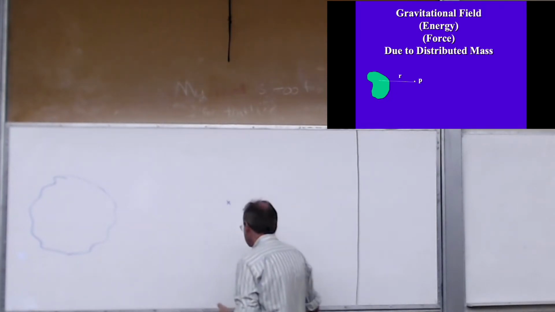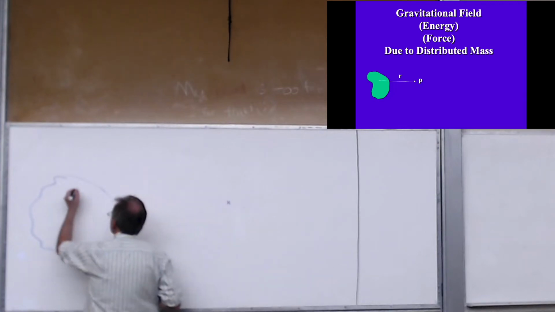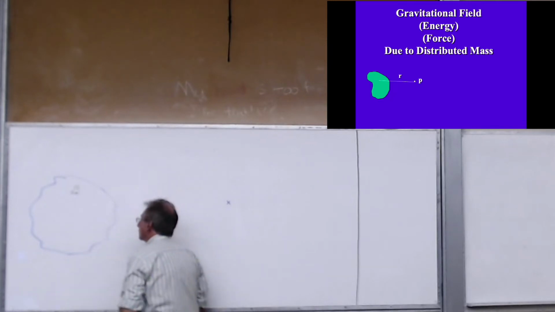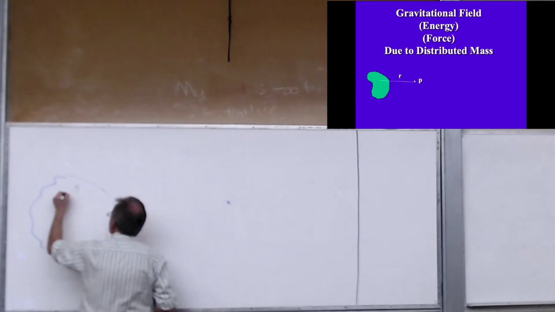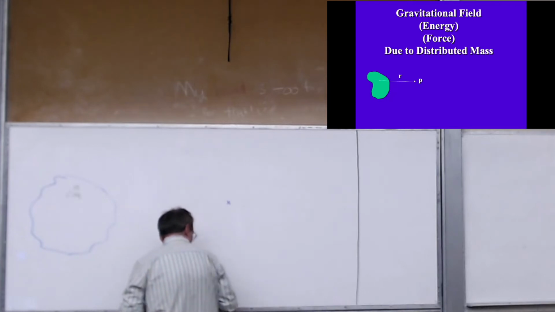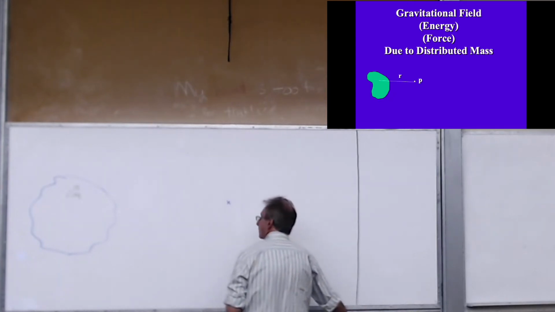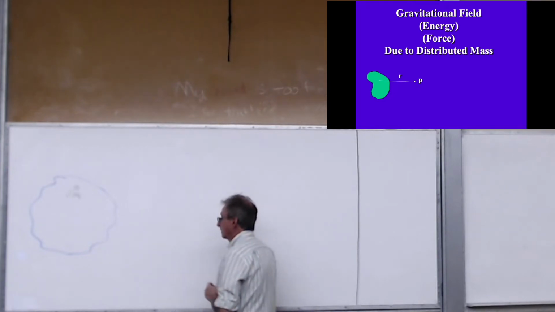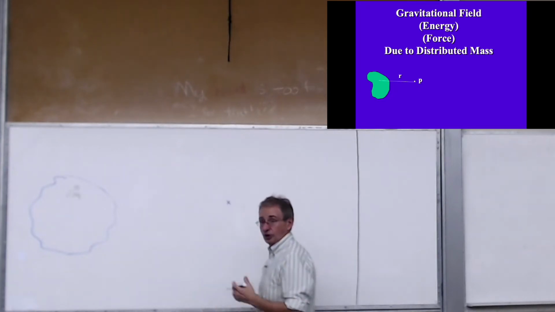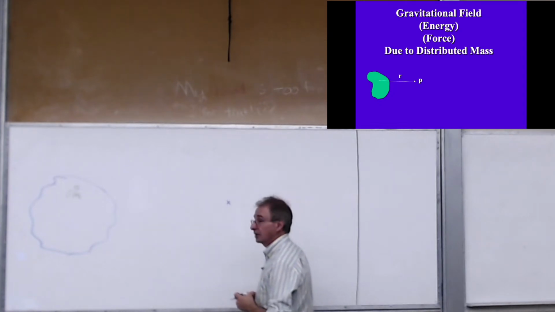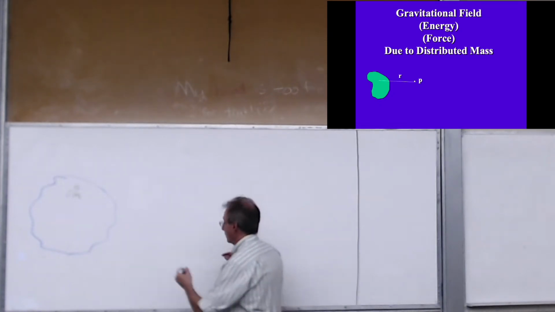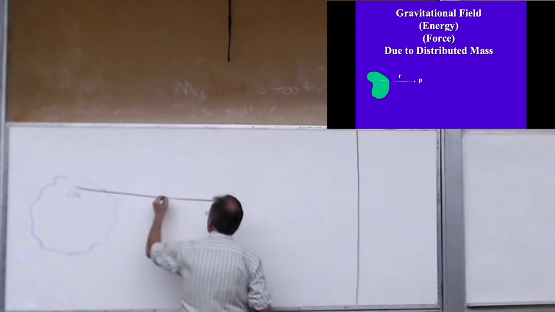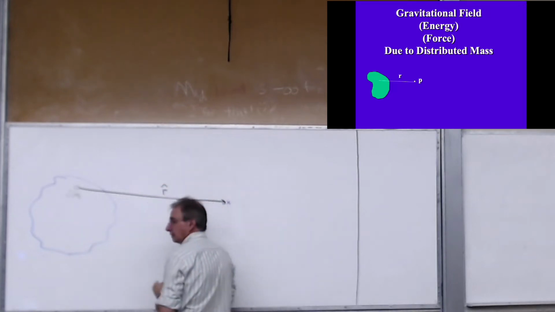But I gotta make this thing infinitesimally small. I gotta break it up into a bunch of dm's. And then write a unit vector that points from the source of the field to the point at which I'm calculating the field. And I'll call this unit vector r hat.